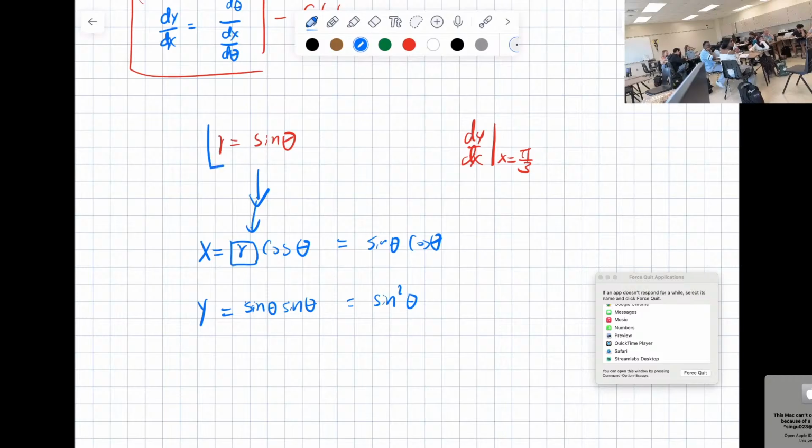So this is the polar function, and I switch to this situation and plug in. Okay. So everything good? Can you find out dy/dx when theta equals pi over 3? It's a very nice number.